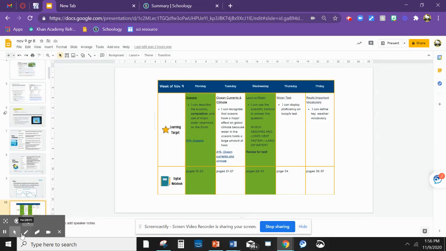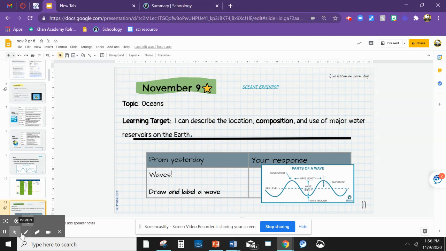Our preview of the week: Monday we'll be looking at oceans. Tuesday you'll be doing work on ocean currents and climate. Wednesday we'll compare land and water, how they heat up and absorb and lose heat. Thursday we'll take a little assessment on water, and Friday again we'll look at some more key vocabulary in the study of weather. On Monday, students will have to again review the parts of a wave.